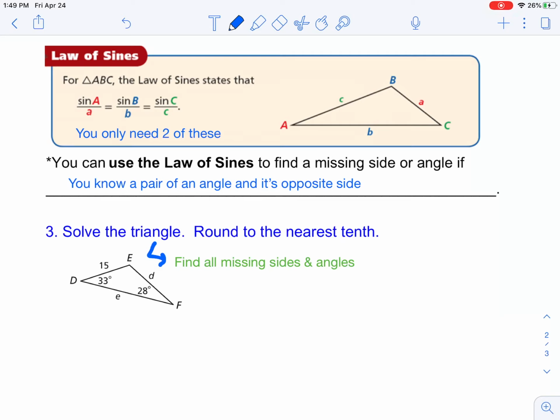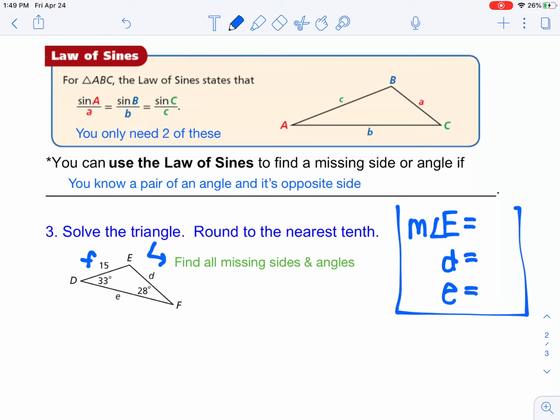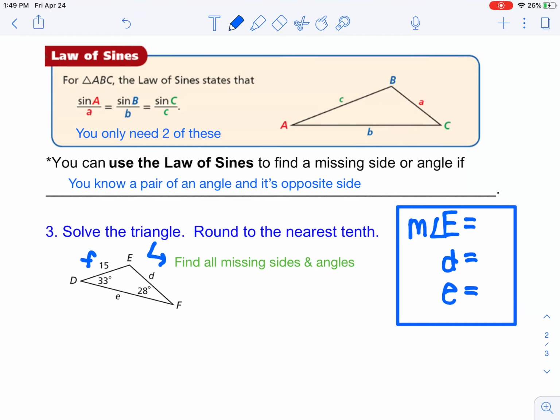I can see that I am given angle D and angle F, but I am missing the measure of angle E. I'm given one of my sides, which is across from angle F, so that means this is side f, but I am missing side d and side e. I like to write these off to the side, make a box, to make sure that I am finding everything that I need to solve this triangle.